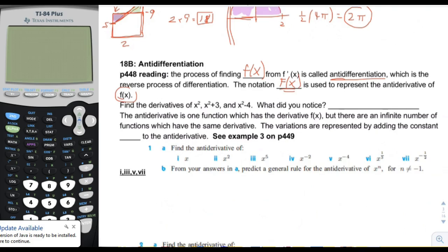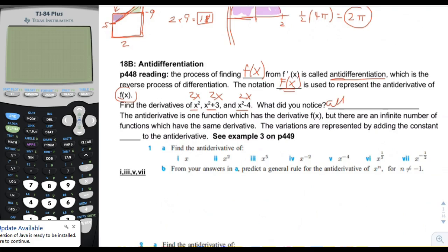Find the derivatives of x squared, x squared plus 3, x squared minus 4. Well, the derivative of x squared is 2x. The derivative of x squared plus 3 is 2x also. The 3 goes to 0, right? The derivative of x squared minus 4 is 2x also. So what did you notice?